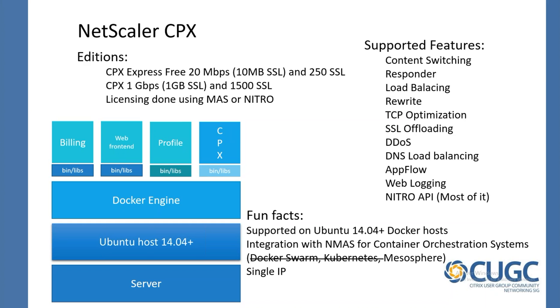And as I said, it's supported on Ubuntu. You can integrate it with the MAS product to do provisioning. You can also integrate Management Analytics System with other container orchestration systems like Mesosphere, Kubernetes, and Docker Swarm, for instance. As of now, in the current release, it's only supporting Mesosphere, but it's going to support Docker Swarm and Kubernetes later this year. Also, the CPX works with a single IP address, so it's the same restriction that we have in Microsoft Azure. It shares an IP for the VIP, the NSIP, and the SNIP.